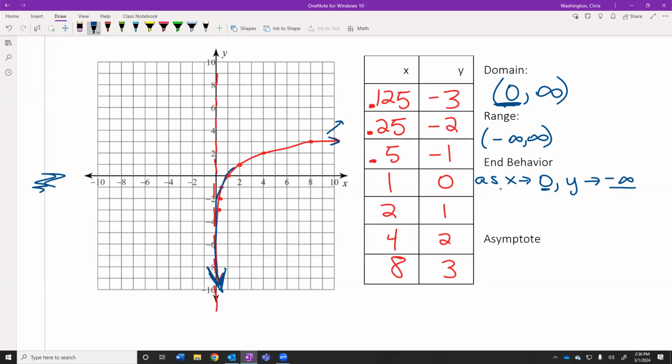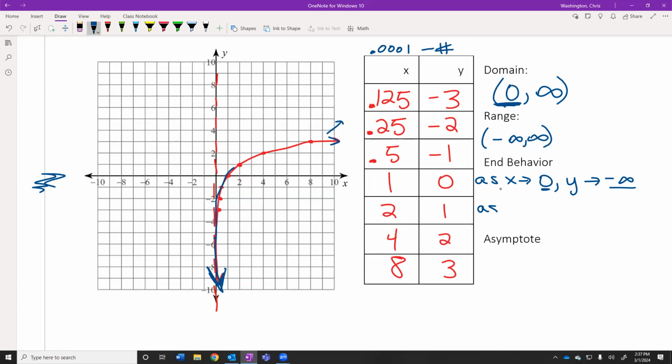And if we were to explore a table and we were to type in numbers like 0.0001, we would get a really big negative number. Like negative 1,000, negative 1,000,000. As that number gets closer and closer and closer to 0, it's going to get more and more and more negative, like negative 1,000, negative 100, negative 1,000,000. The closer we get to 0.